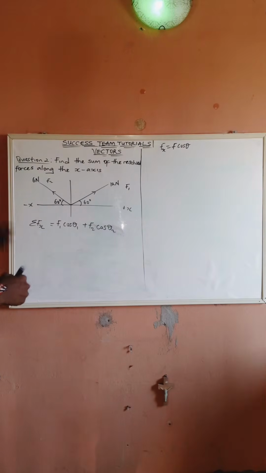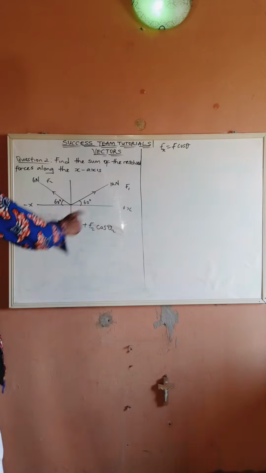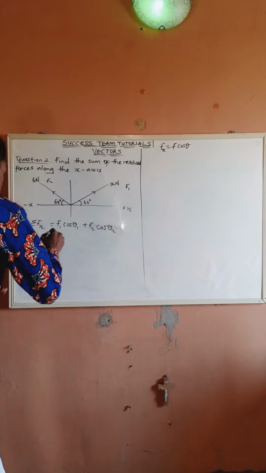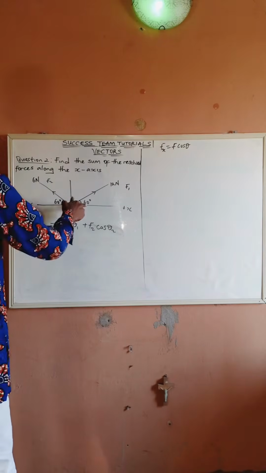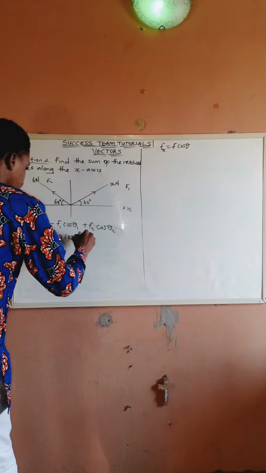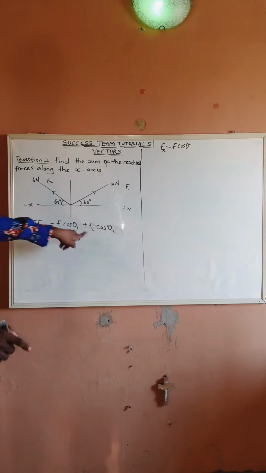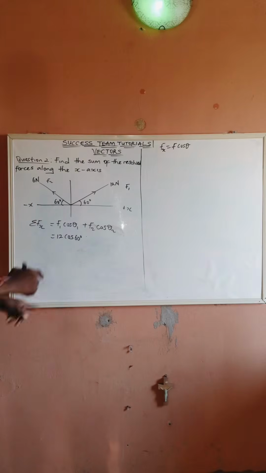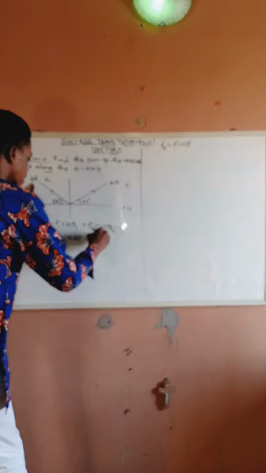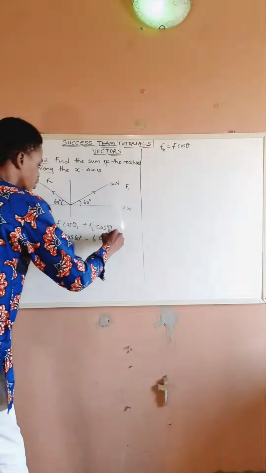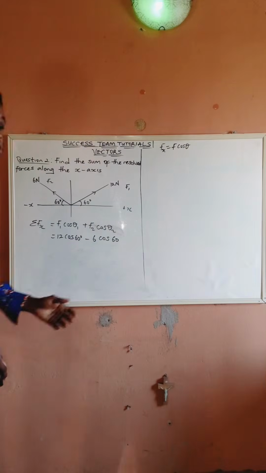So now I have the sum of Fx equal to F1 cos theta 1. What's F1? F1 is 12 Newton cos 60 degree. Now instead of plus, I put minus, because F2 is actually negative. F2 is 6 cos, I think it is 60 also. 60. Now what is cos 60? Cos 60 is 0.5.